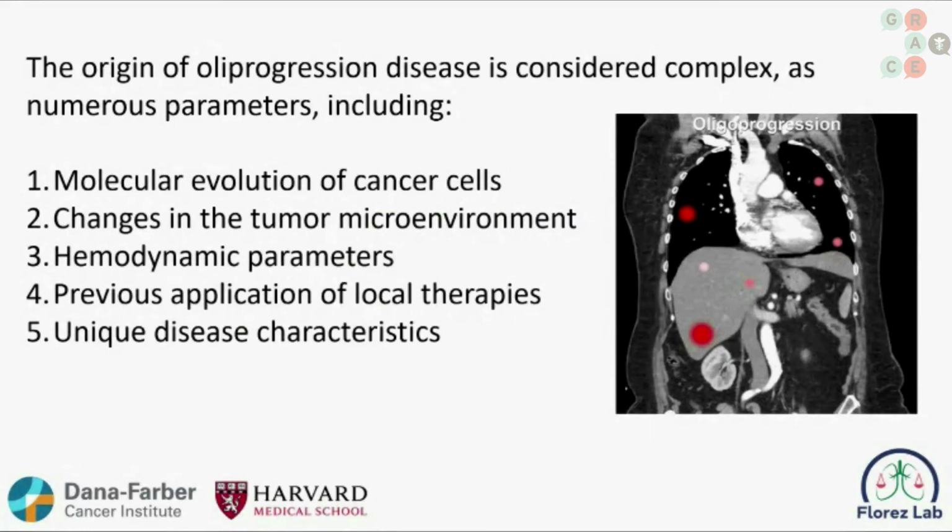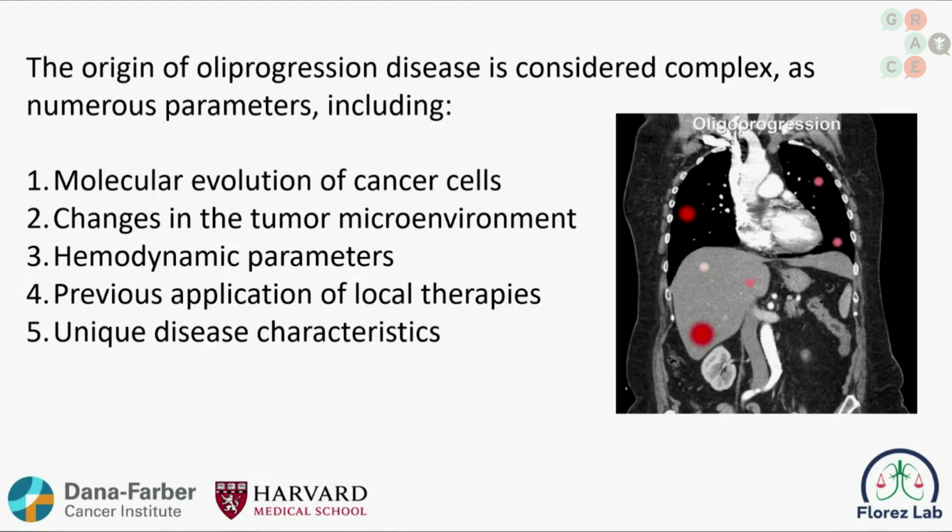And there are several factors that affect oligoprogression. One, we know that when we are targeting a specific mutation with these new drugs, the cancer evolves and develops resistance mechanisms. That's one of the reasons we see oligoprogression, because a part of the cancer has developed a resistance mechanism to the targeted therapy. Another is changes in the tumor microenvironment. You see this most in patients that are treated with immunotherapy or immune checkpoint inhibitors, like pembrolizumab, nivolumab, or those drugs.